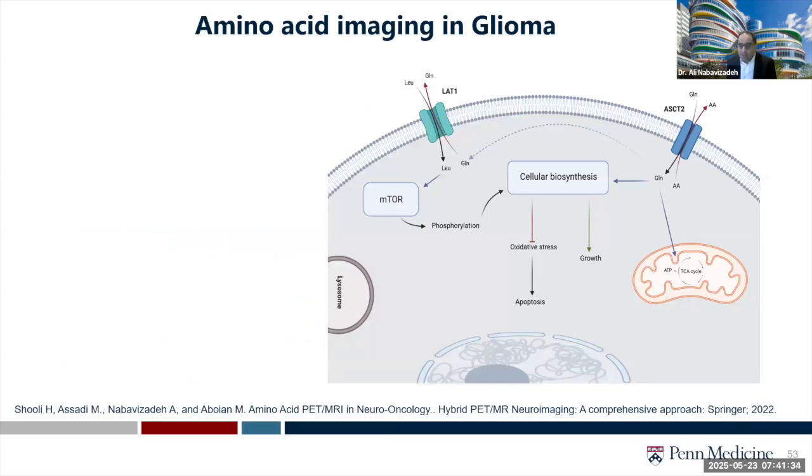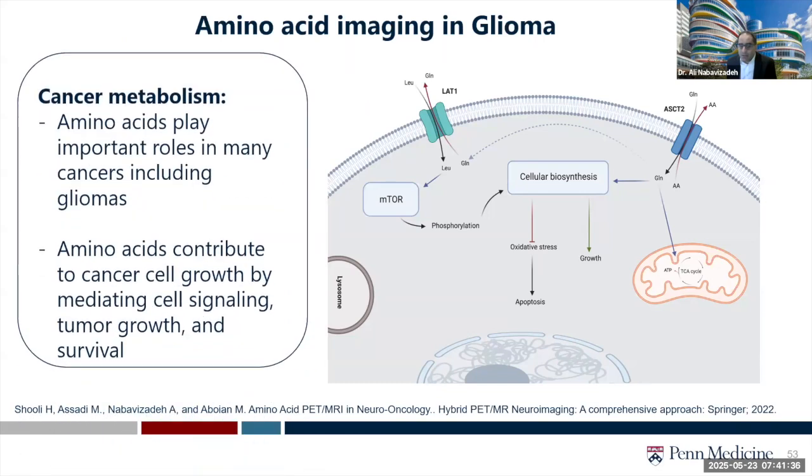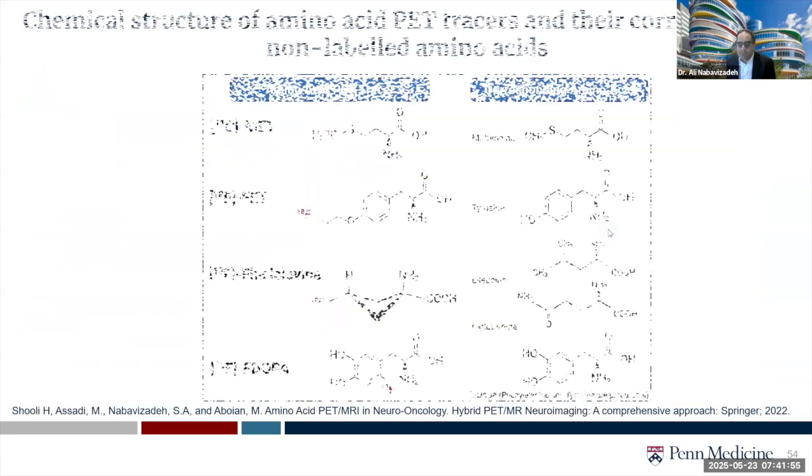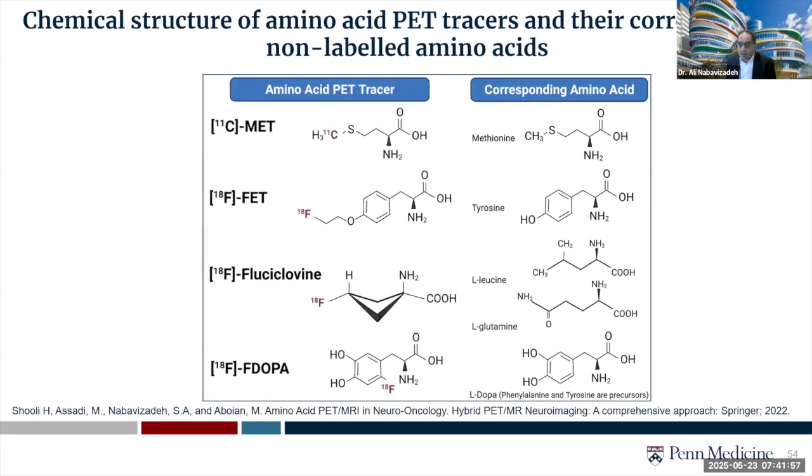So amino acid PET imaging is helpful because amino acids play an important role in many cancers, including brain tumors, by contributing to cell growth and also mediating cell signaling, which causes tumor growth and survival. These are the 2 main transporters that are important in amino acid PET imaging, LAT1 and ASCT2. And amino acid PET imaging agents come in multiple flavors. C11-methionine is a methionine analog. F18-FET is a tyrosine analog. Fluciclovine is an L-leucine analog, and F-DOPA is a phenylalanine analog.